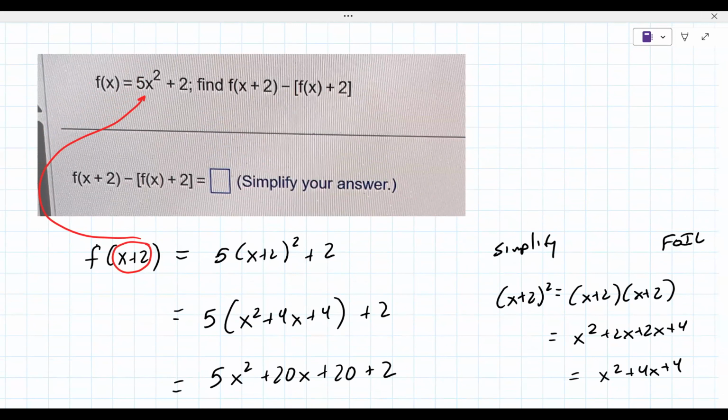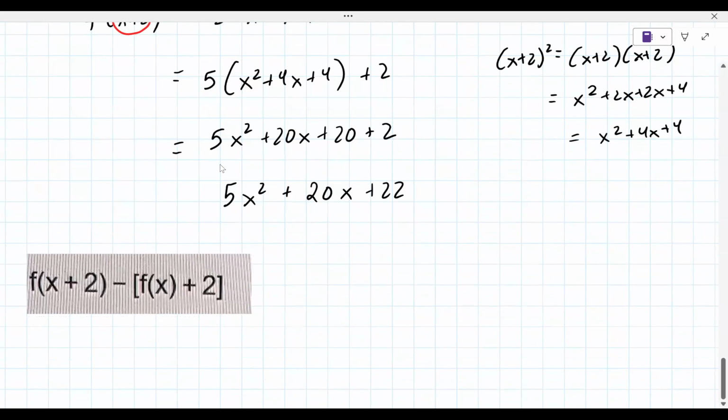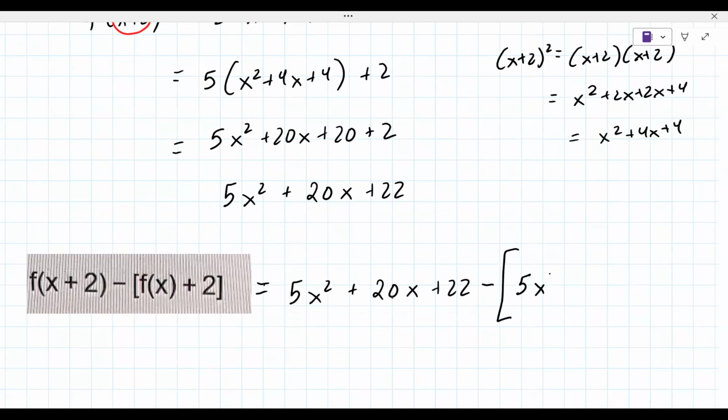So the full part of the question here is f of x plus 2 minus f of x. We have the first piece of it: f of x plus 2 is these three terms, minus the original function, which is 5x squared plus 2, and then we're adding 2 to it. So the f of x is the 5x squared plus 2. The plus 2 is this plus 2. Is that all clear? Yeah.